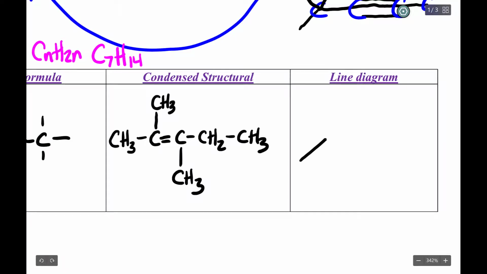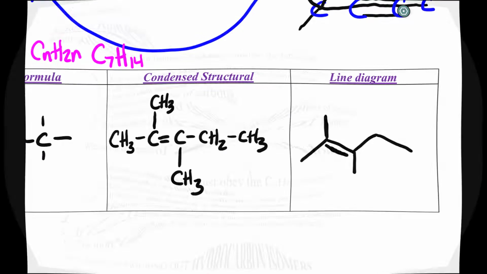So I go 1, 2, 3, 4, 5. I'm going to make my double bond here. Now this doesn't need a flat section like a triple bond because this is going to be sp2 hybridization, which gives us a bond angle of 120 degrees, which is roughly what that looks like. Then I need to have a methyl group off of 2, and I need to have a methyl group off of 3. So that's how you would draw the diagram for this molecule.